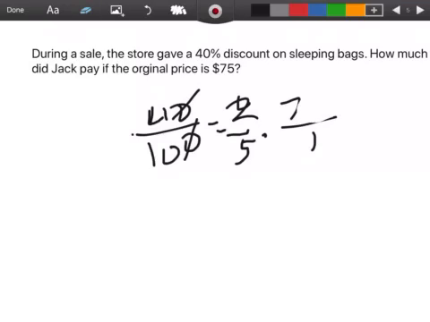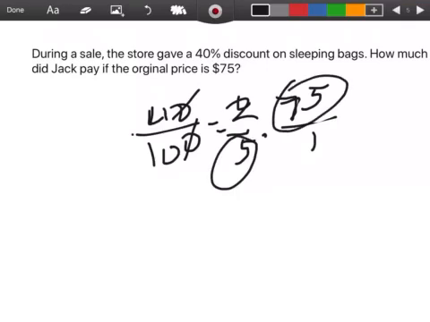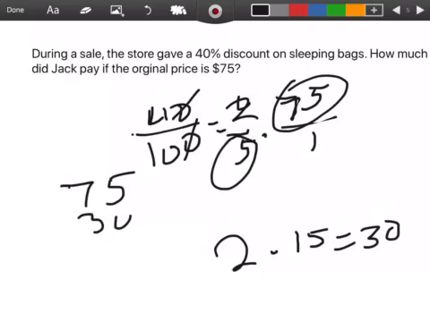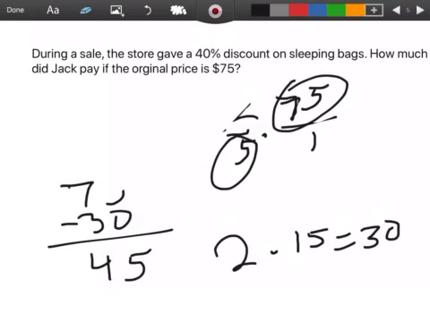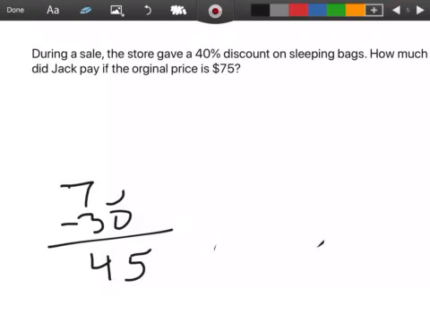This is a 5. So these two, 75 and the 5 can simplify to 2 times 15, which equals 30. So 75, and you subtract the amount of the discount from the original price. So 75 minus 30 equals 45. That's one way of doing it. Now let me show you another way of doing it. So $45 is the answer.